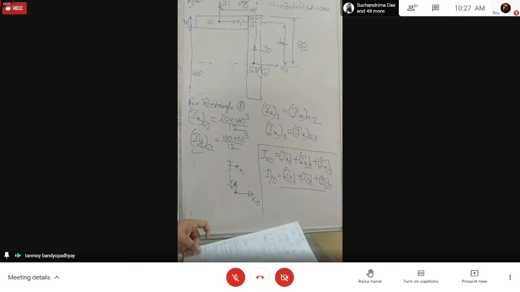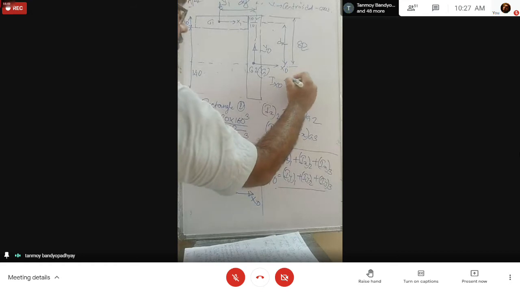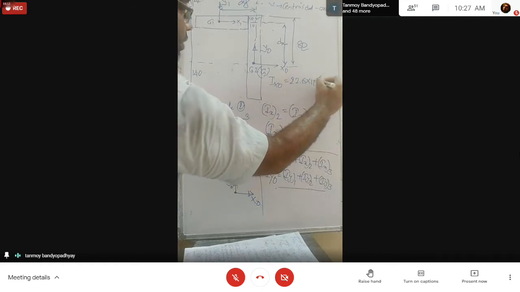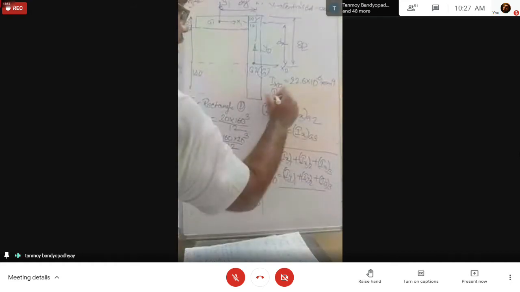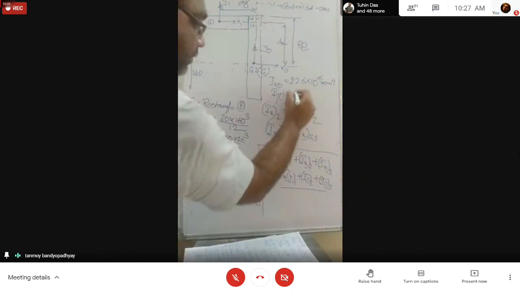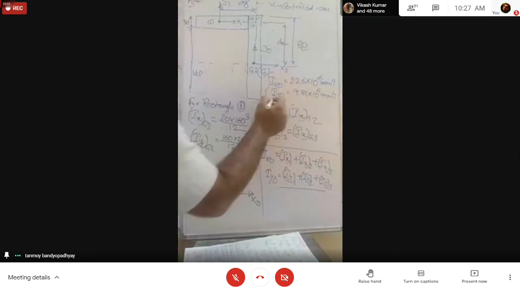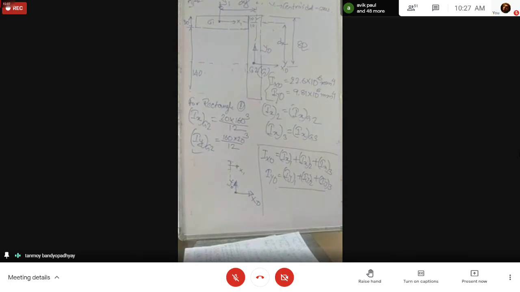So answers to likhe now. So Ix0 will be equal to 22.6 into 10 to the power 6 millimeter 4. So Ix0, the final answer will be equal to 22.6 into 10 to the power 6 millimeter 4. And Iy0, that will be equal to 9.81 into 10 to the power 6 millimeter to the power 4. So these are the answers that you should be getting. So just do the problem at your home and check whether you are getting the answers as I have written in the board.